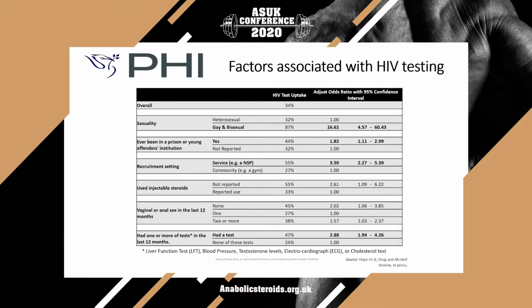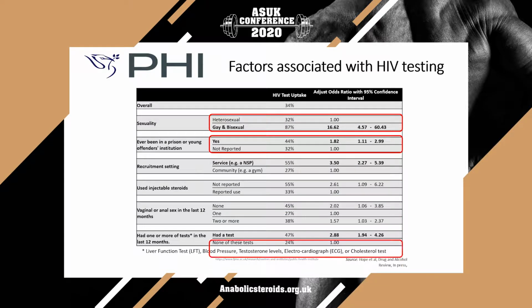So what we find when looking at factors associated with HIV testing is that there are a number of factors which are to be expected. HIV testing is associated with sexual orientation, imprisonment, but also, interestingly, it is associated with recruitment setting. So individuals in this survey that were recruited through a service, primarily a needle syringe exchange program, had a much higher uptake of HIV testing than those who were recruited in the community, i.e. in a gym or other fitness setting.